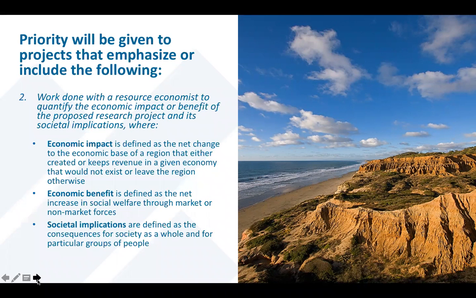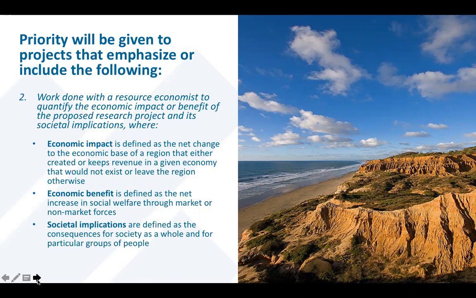So the second priority area is work done with a resource economist to quantify the economic impact or benefit of the proposed research project and its societal implications. And so just to define these words, economic impact is defined as the net change to the economic base of a region that either creates or keeps revenue in a given economy that would not exist or leave the region otherwise. And so some examples of this include creating jobs, saving an entity money, and generally helping to drive up revenue in a region. We're defining economic benefit as the net increase in social welfare through market or non-market forces.